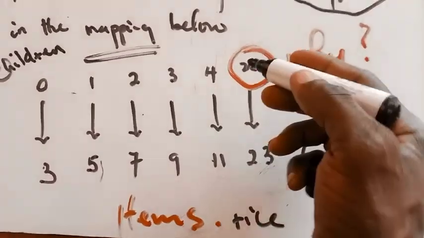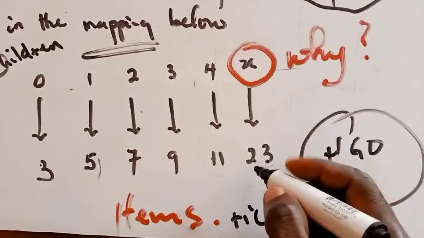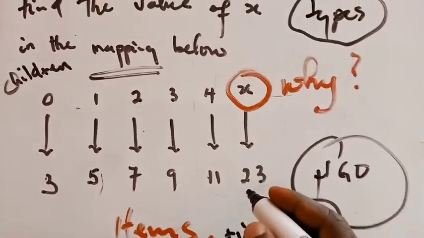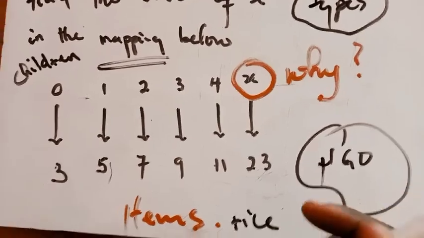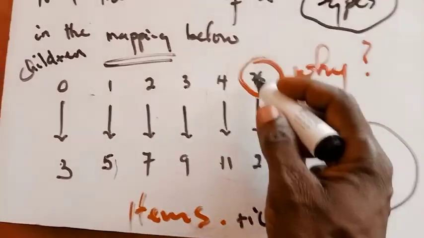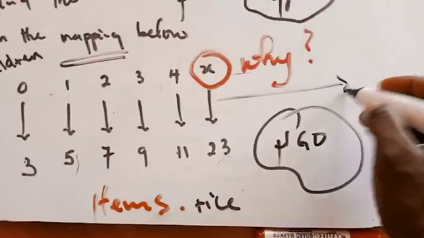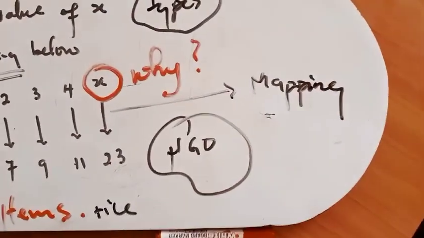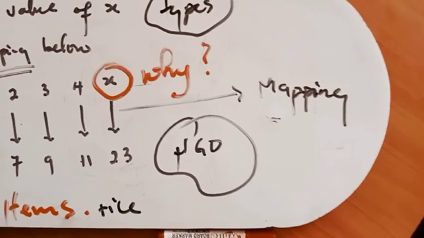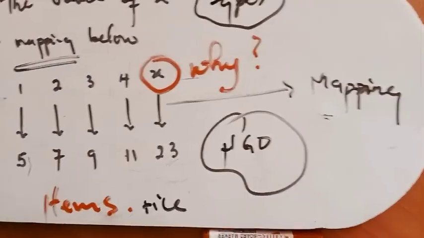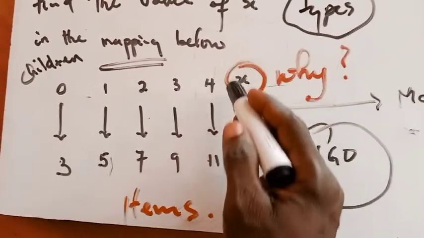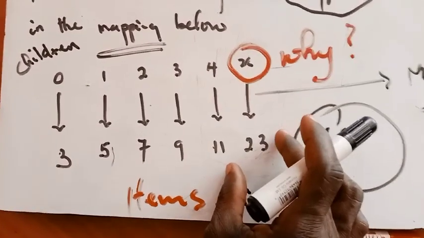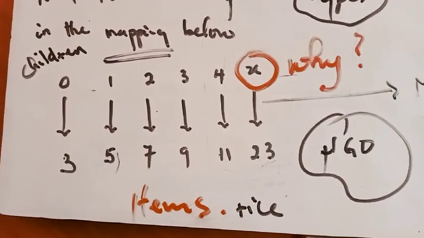Now, how many children do you need to have before you can get 23 bags of rice? That is what the question is asking us to find. So the tool that we are going to use in determining that is what we call mapping. That is exactly what we are going to use in determining how many children you need to have before you can get 23 bags of rice.